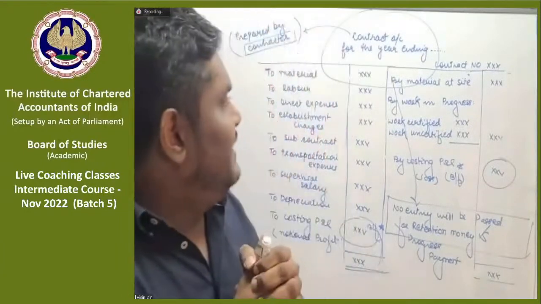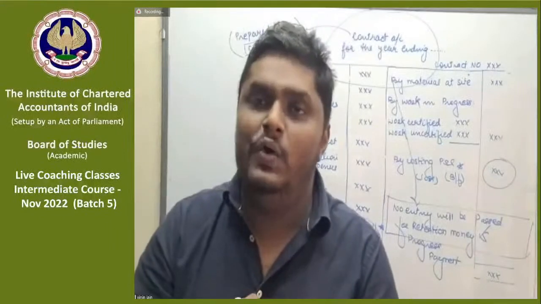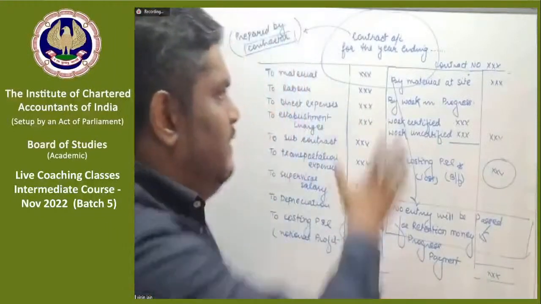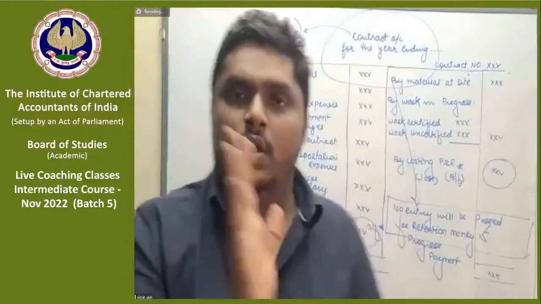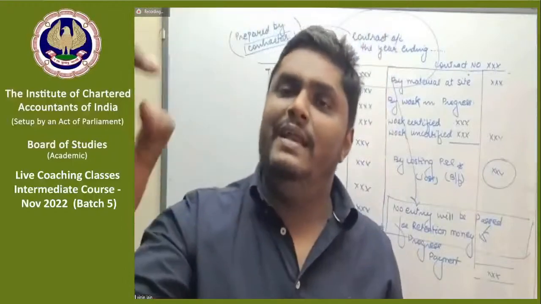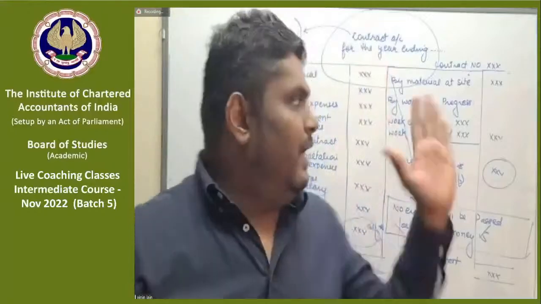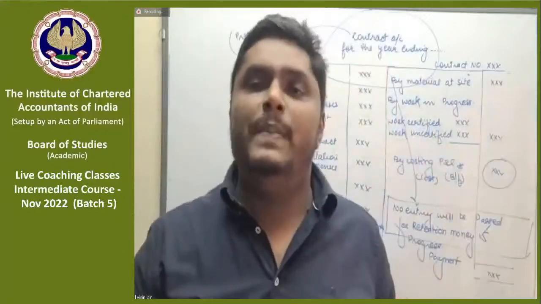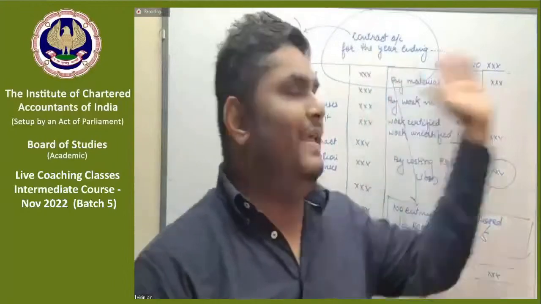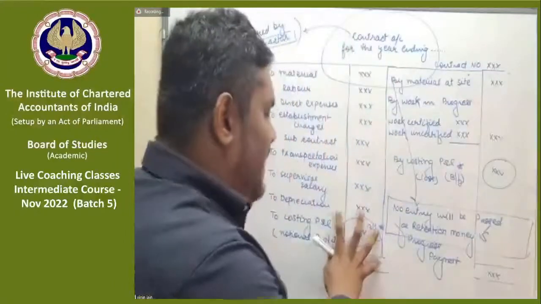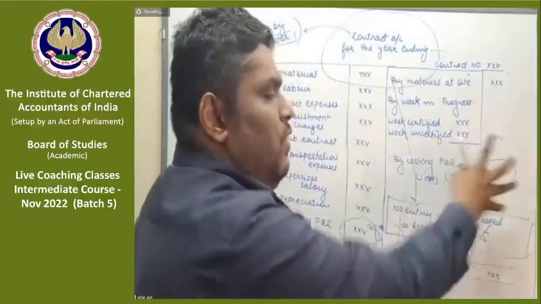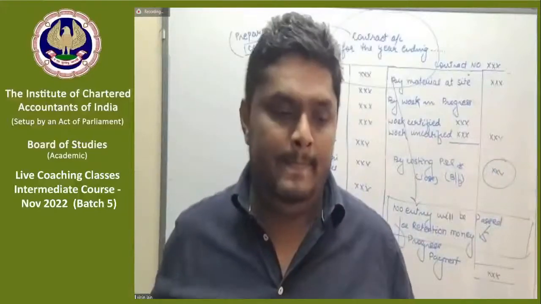So guys, we are done with the contract account. That is how to prepare contract account. Very simple. Record all the expenses, whatever expenses are incurred relating to a contract, record everything. Then record how much of the work has been completed. If any material is at site, simply write by material at site. The balancing figure will be profit or loss. That's it.